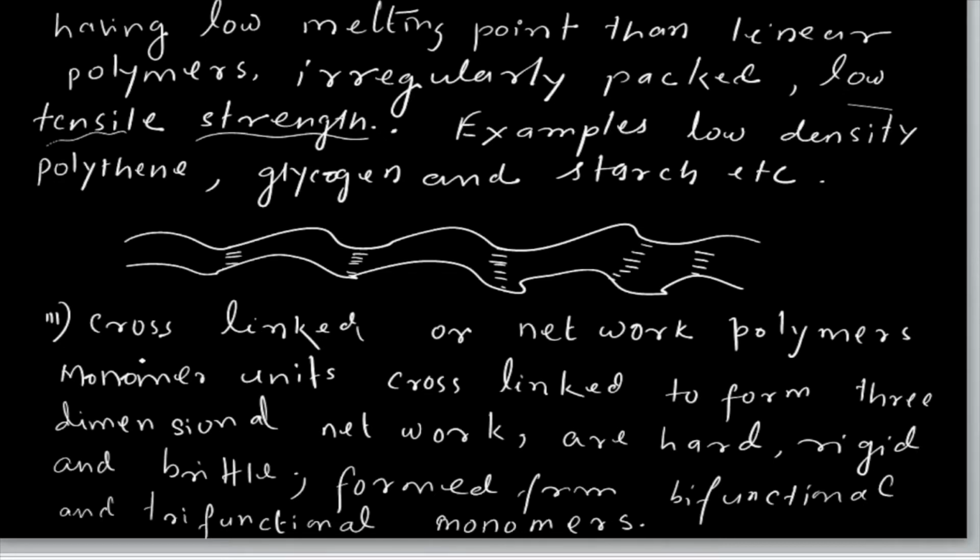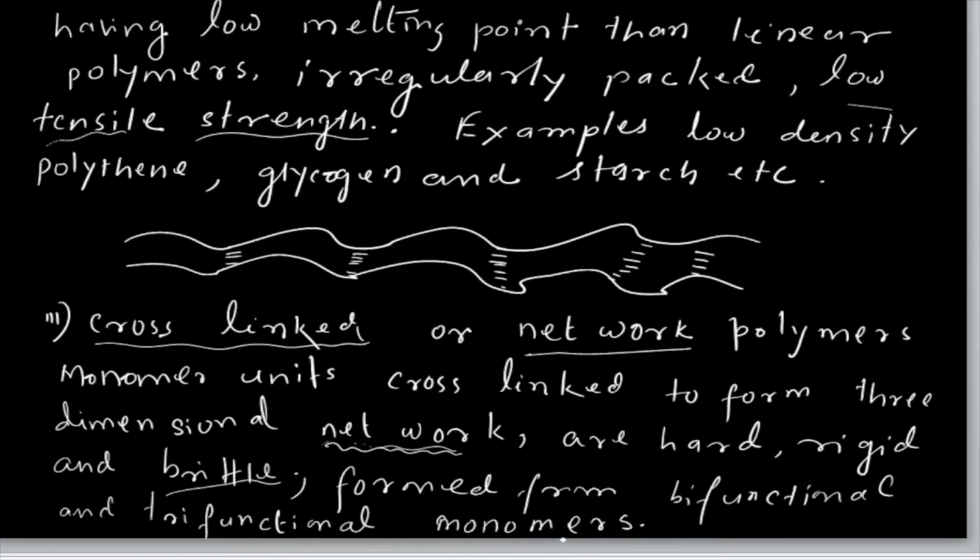What is it? Cross-linked means here it should be crossed, and network means closely packed. Monomers cross-linked to form a three-dimensional network. I told you network polymer means it is so much netted that it gives a three-dimensional structure, and it is more hard, rigid and brittle also, because it is highly packed. That is why it is very brittle in nature, formed from bifunctional and trifunctional monomers.